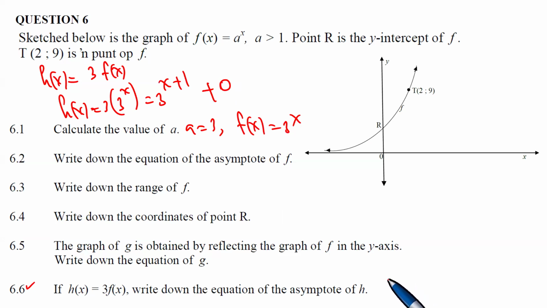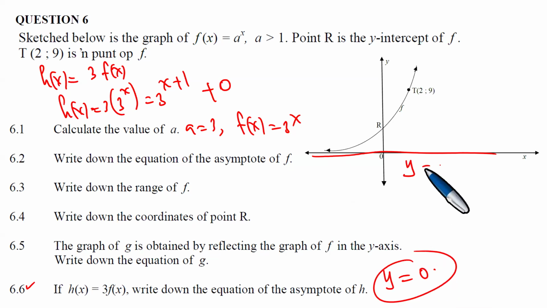The equation of the asymptote of h is still y equals 0, because that is what we have there. It is exactly y equals 0, which is also the x-axis. That is the equation of the asymptote of h.